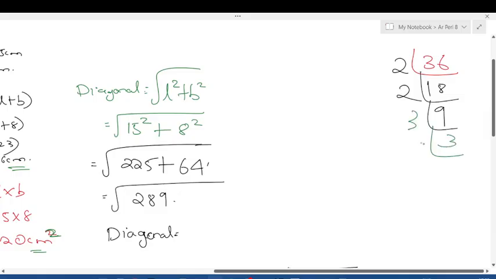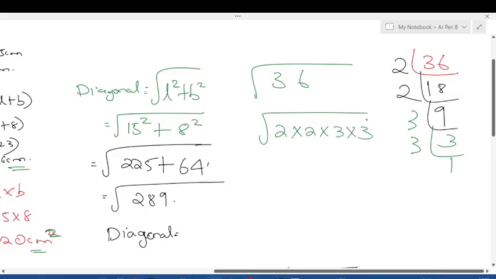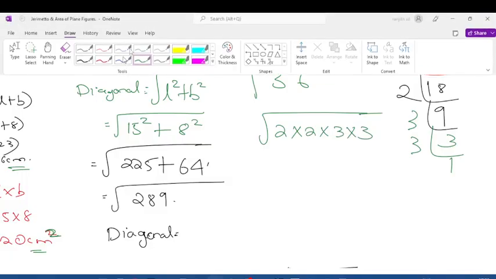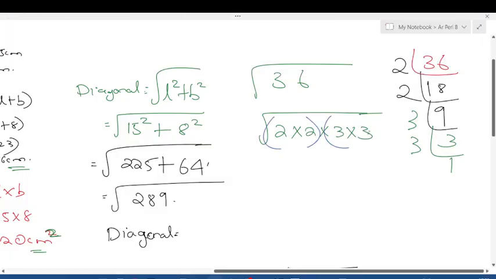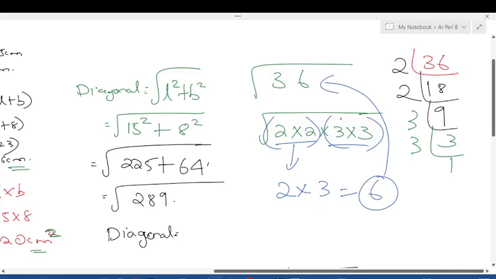3 threes are 9. Next, 3 ones are 3. So square root of 36 is nothing but multiply 2 into 2 into 3 into 3. How many same numbers do I have to group? 2 and 3. From this, how many numbers do I have to take out? From each group I have to take 1. So what's the answer? What's the square root of 36? 6. Okay, now tell me square root of 49, students.